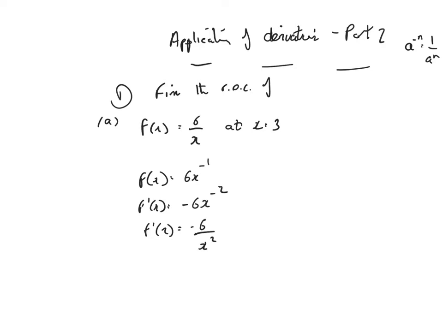Now, why am I making the move from there to there? It's because I need to make a substitution. So x equals 3, let's sub that in. So it's going to be f dash 3 equals minus 6 over 3 squared. That's minus 6 over 9, which will simplify down to minus 2/3.